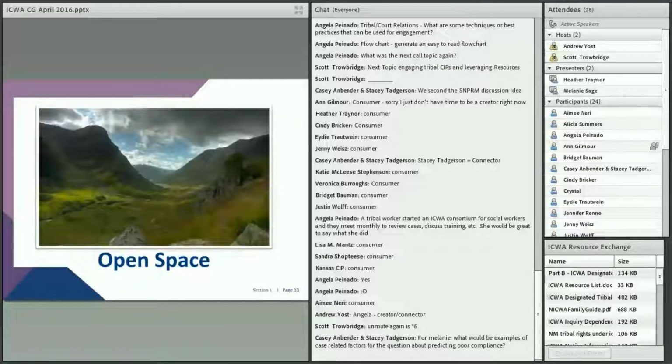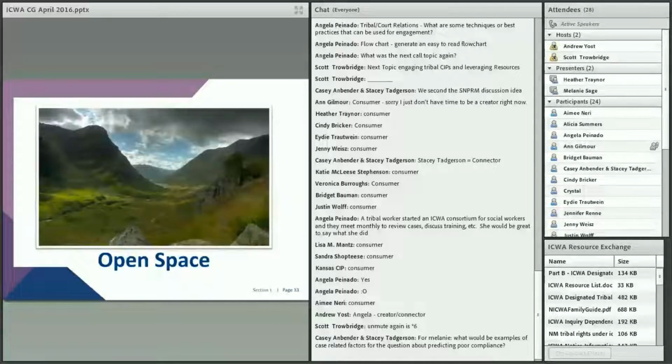Great, thanks. Ann, I see that your hand is raised. I'm going to jump to Casey and Stacy and then back up to you, Ann. So Casey and Stacy asked, for Melanie, what would be examples of case-related factors for the question about predicting poor compliance? So an example might be that the children are from a really rural county, or it might be related to the tribal affiliation. For instance, if we found out that our courts really don't know how to interact with a child from a certain tribe, then that would be a valuable piece of information for thinking about what we need to do differently.